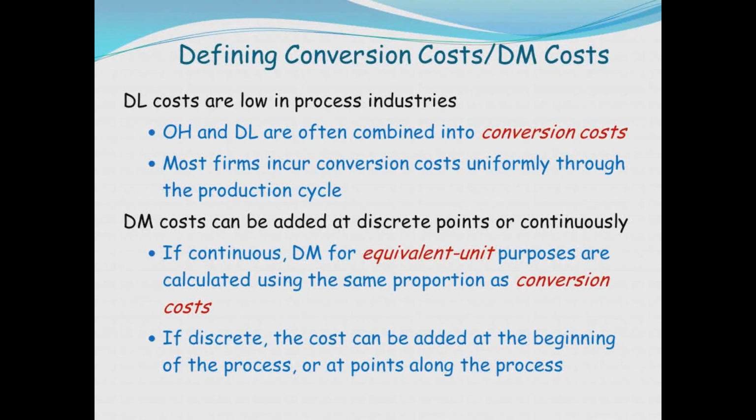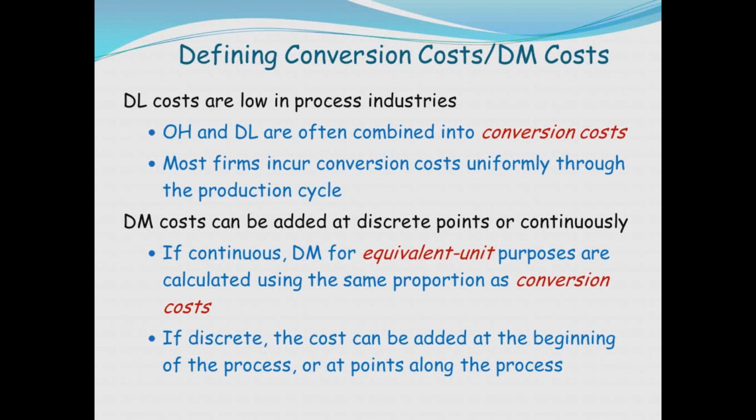In a process environment, we often use conversion costs, meaning you don't differentiate the direct labor and overhead. You lump them together into conversion costs. The example we're going through in class does not lump them together, but quite often you will lump them together into a single category for calculation purposes. Because as we showed with our winemaking, you would incur these conversion costs uniformly throughout the cycle, and so you could treat them together.